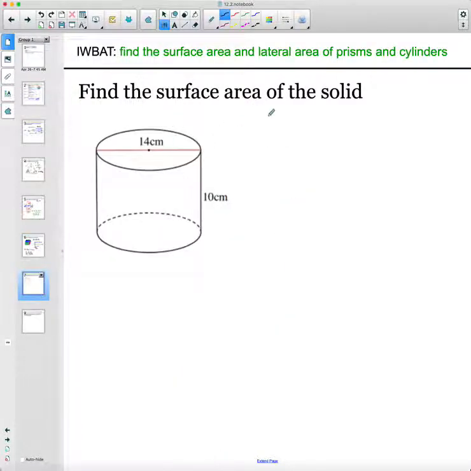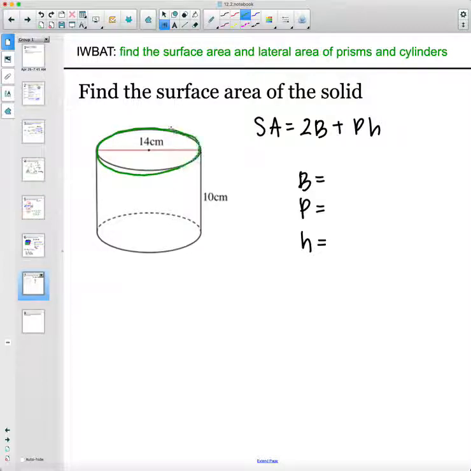Then a cylinder. Surface area is the same. It's got 2 bases, so 2 times the area of the base plus the perimeter times the height. We need to find the area of the base, the perimeter of the base, and the height of the shape. Again, the base here is a circle, so we're going to be finding the area of this base.